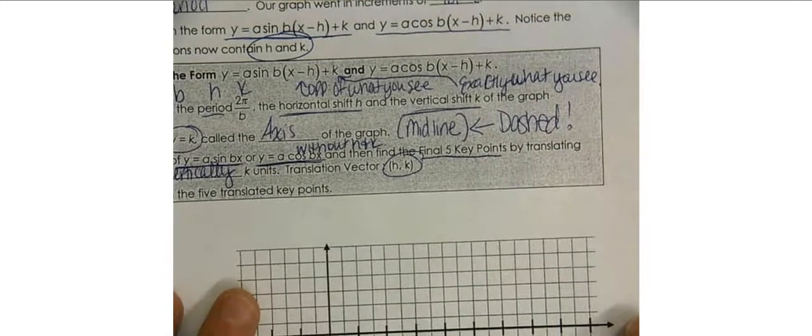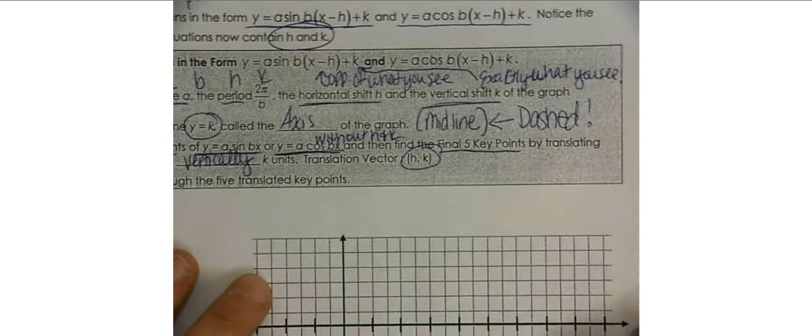So the signs will not change whenever you're talking about the k. Then what you're going to do for step 4 is you're going to graph the 5 translated key points. So you're going to graph the points from your last table that you have created.